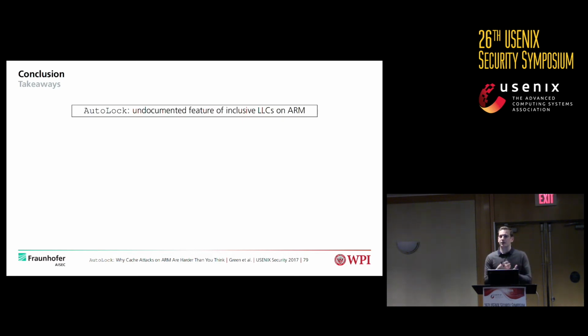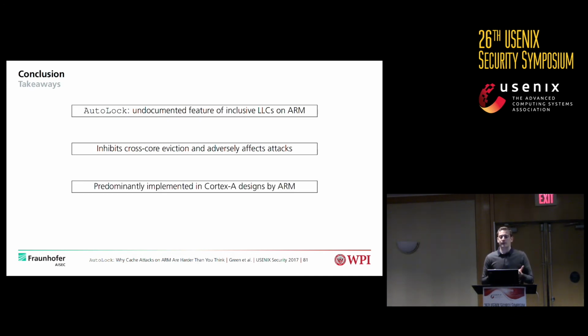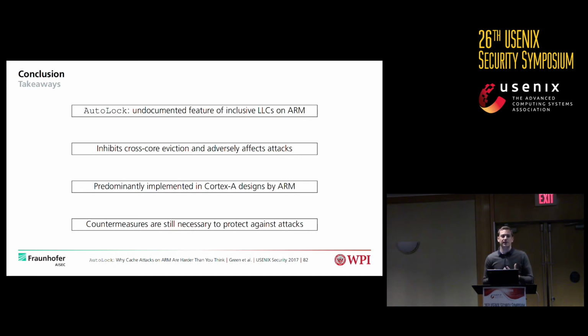AutoLock is an undocumented performance feature of inclusive cache levels on ARM. What it does is inhibit cross-core eviction-based attacks and has an adverse effect on them. It is predominantly implemented on Cortex-A designs by ARM, based on our results. And even though it has these adverse effects and it's implemented on a number of devices, it's still not a countermeasure, and we still need good countermeasures against cache attacks to protect our systems.